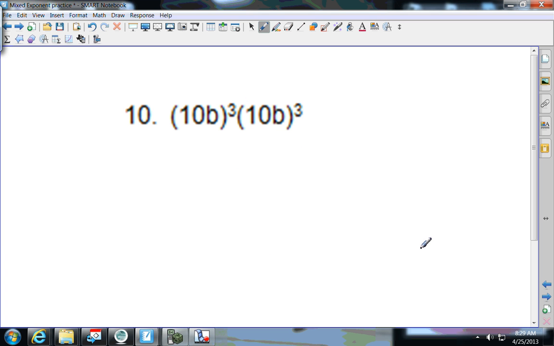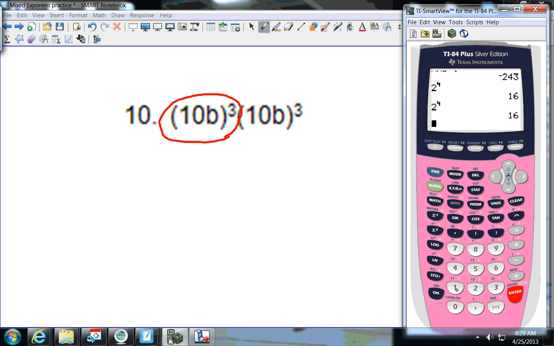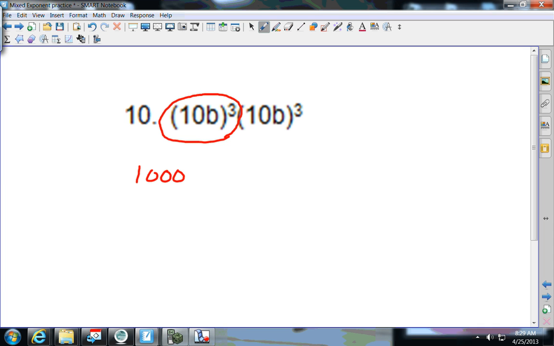Next one, try this one, just like the last one we just did. Okay, I'm going to first do what's inside this parentheses. I have 10 to the 3rd power. So I'm going to go 10, caret 3, press enter, and I get 1,000. So I have 1,000. This is b to the 1st power. 1 times 3 is 3. b to the 3. Now this is the exact same thing. So I'm going to multiply it times 1,000. b to the 3rd.